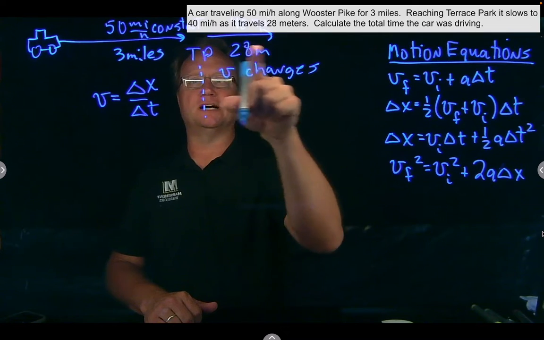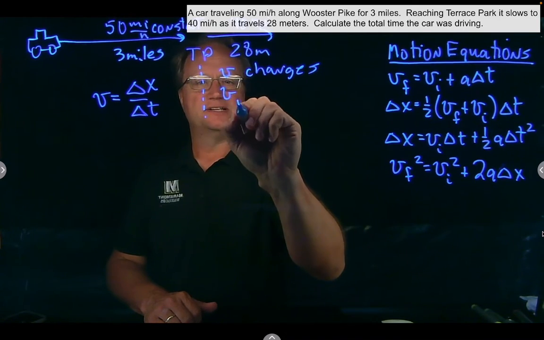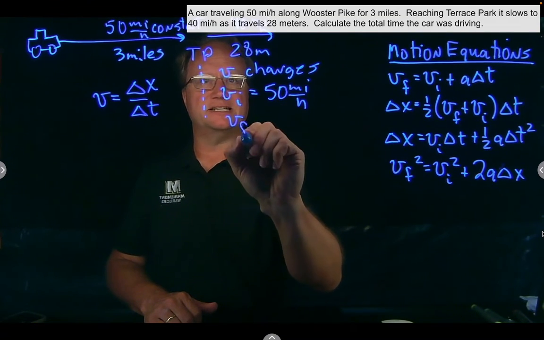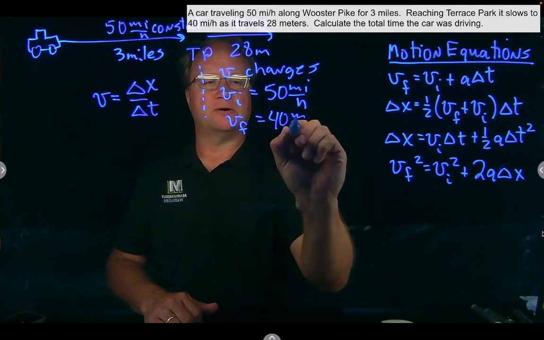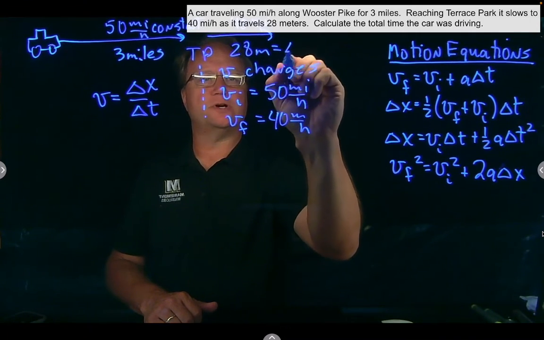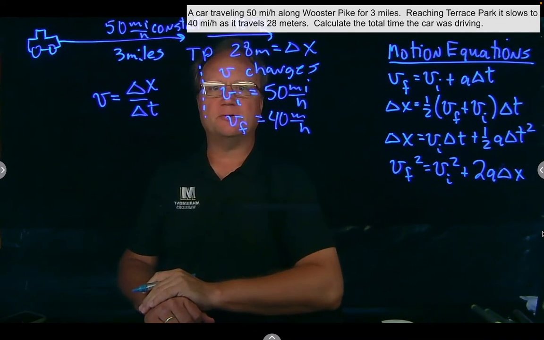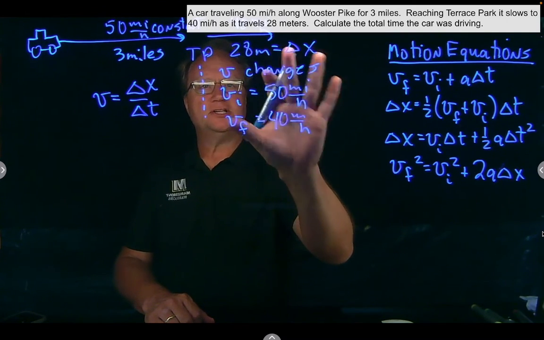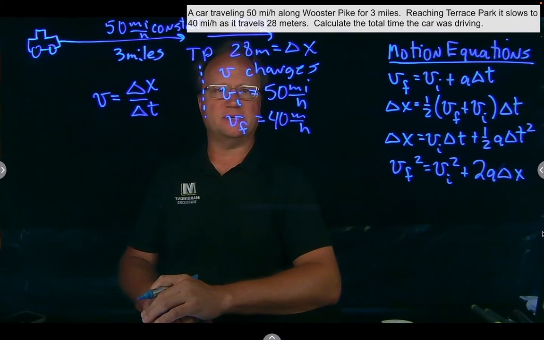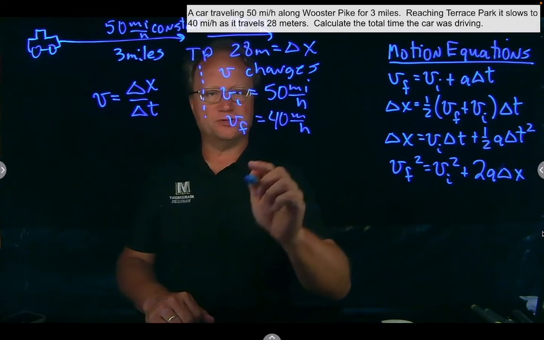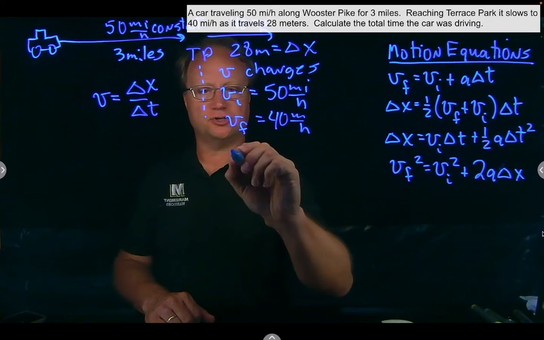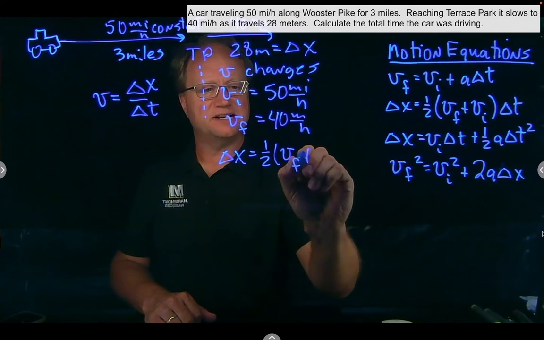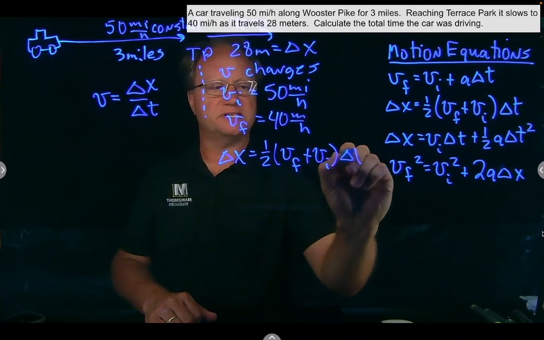Over here where the velocity changes, then we do have an acceleration. We have initial velocity of 50 miles per hour, final velocity of 40 miles per hour, and then our 28 meters, that would be how far we traveled. That would be a delta x. So then we will need a motion equation over here to be able to calculate what our time is. So given those values, we can use the motion equation. Delta x is 1/2 times (vf plus vi) times delta t.